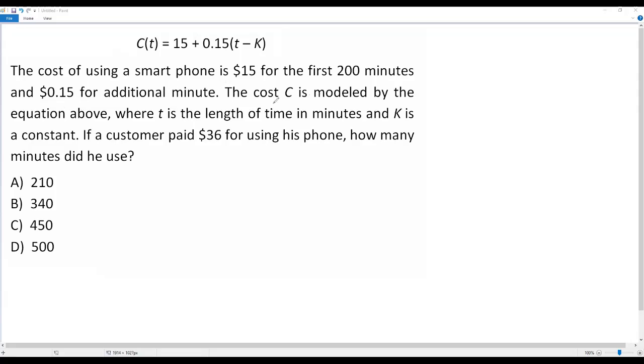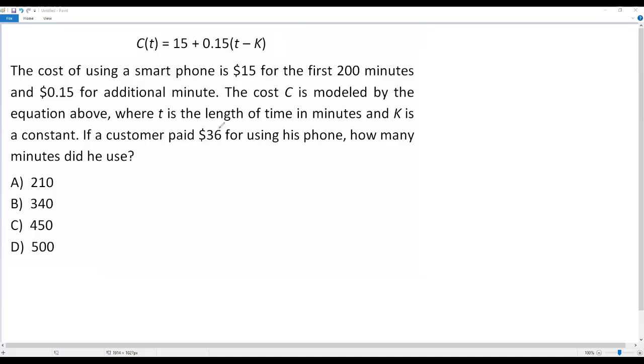The cost is modeled by the equation above, where t is the length of time in minutes and k is a constant. If a customer paid $36 for using his phone, how many minutes did he use? According to the information we have, if a customer paid $36, we have to find the number of minutes he used.